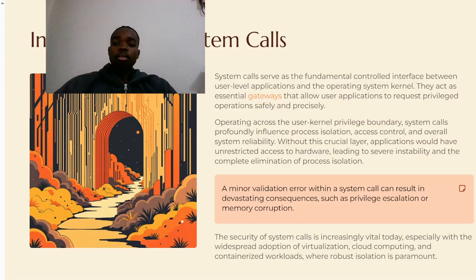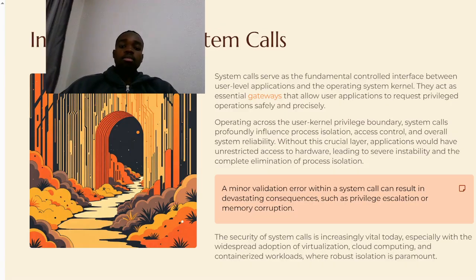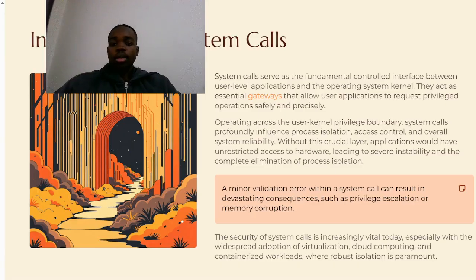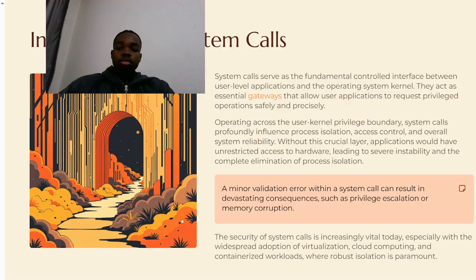Without this crucial layer, applications would have unrestricted access to hardware, leading to severe instability and the complete elimination of process isolation. A minor validation error within a system call can result in devastating consequences such as privilege escalation or memory corruption. The security of system calls is increasingly vital today, especially with the widespread adoption of virtualization, cloud computing, and containerized workloads where robust isolation is paramount.